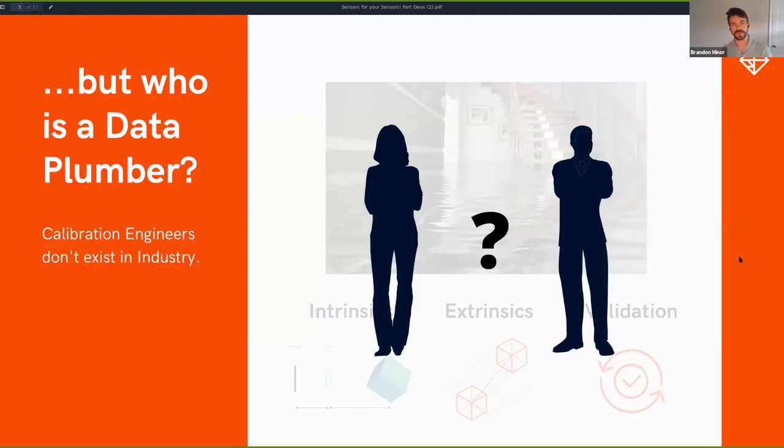The problem is that position doesn't really exist in industry. Calibration engineers are very few and far between in industry. You can find a little bit more in academia, but the study and implementation of these data pipelines for sensors and perception is not currently a job. It's not currently a role.